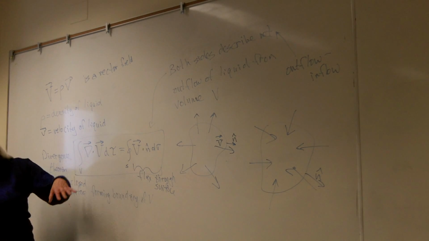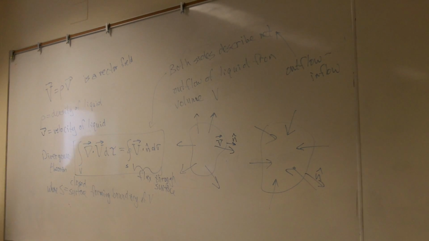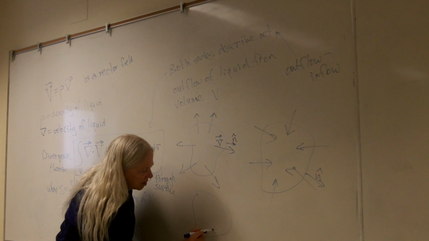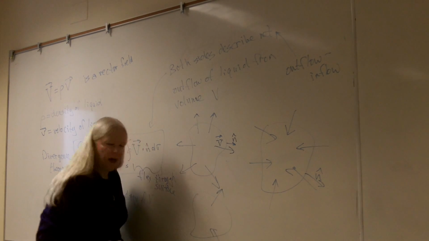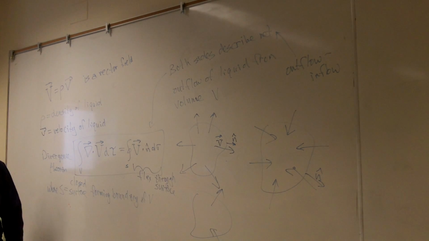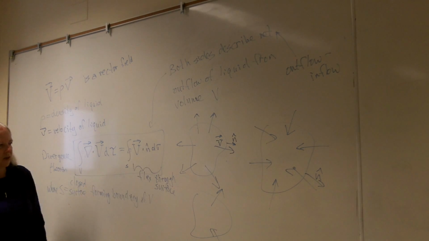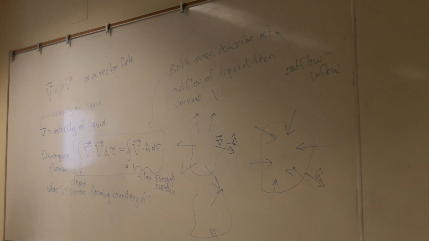Now, of course, we can have outflow through some parts of the surface and inflow through other parts of the surface. Right? We could have something like that, for example. But in the portions of the surface where we have outflow, we have a positive contribution to the flux integral. In the parts of the surface where we have inflow, we have a negative contribution to the flux integral. So again, the result of the integral is the outflow minus inflow, or in other words, the net outflow.